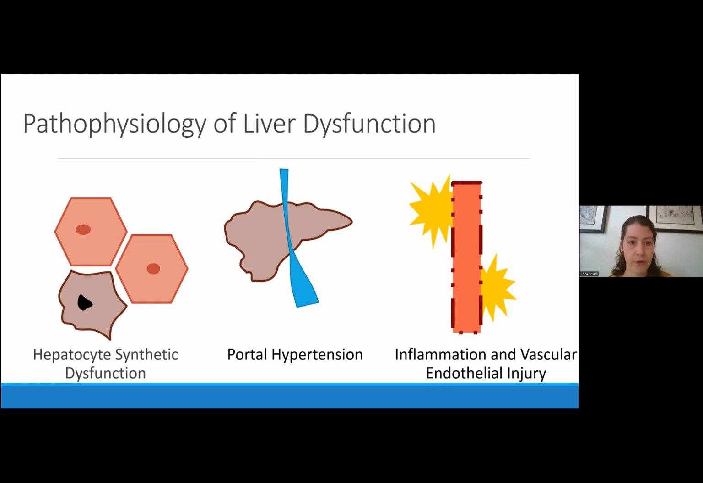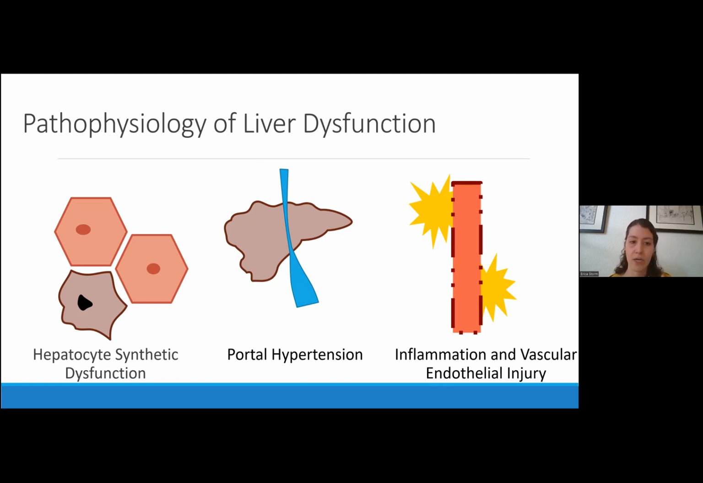The second component is portal hypertension. You are having all of your blood return from your gut and your spleen and your stomach being squeezed through an increasingly fibrotic and scarred tube, which causes backup and increase in pressure in those areas. And that classically leads to things like varices and ascites.